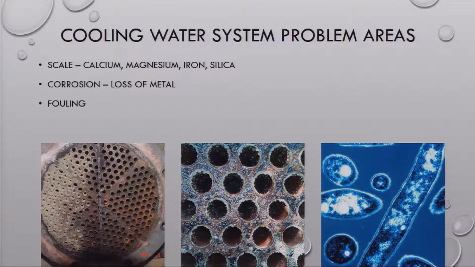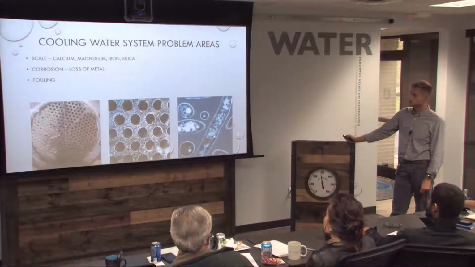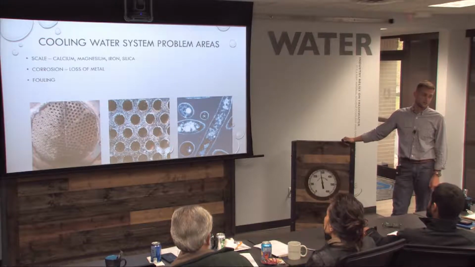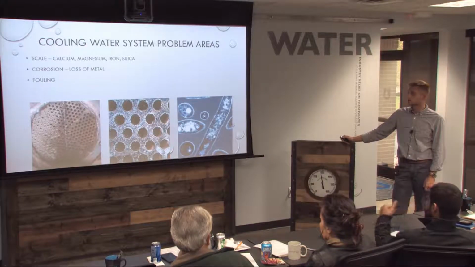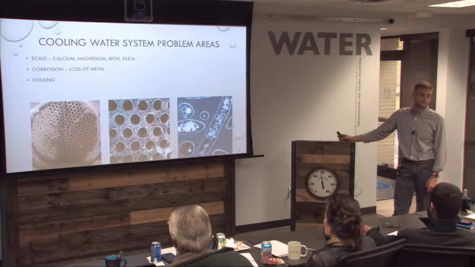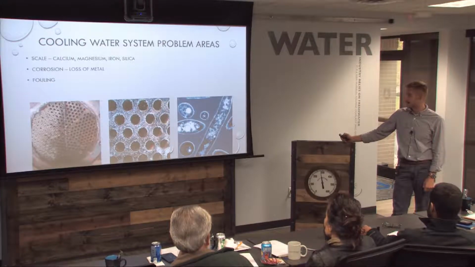Scaling tendencies come from the calcium, magnesium, iron, silica, whatever's in the water, typically well water. Not an issue for soft water programs. So typical Lake Michigan water, if you start cycling that up too high, that's when you get scale formation. Corrosion, big time from soft water programs. So if you're using straight soft water, not good on your metal surfaces.